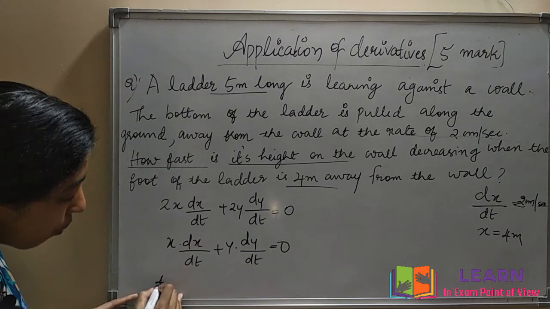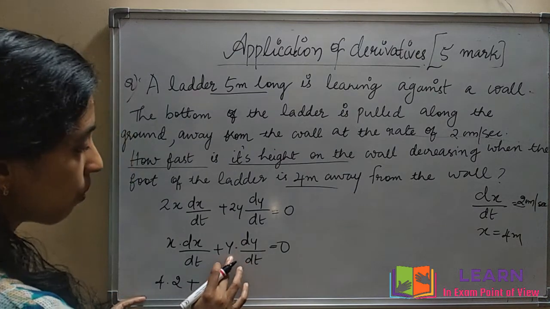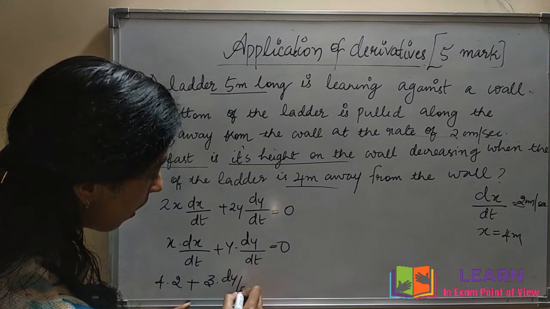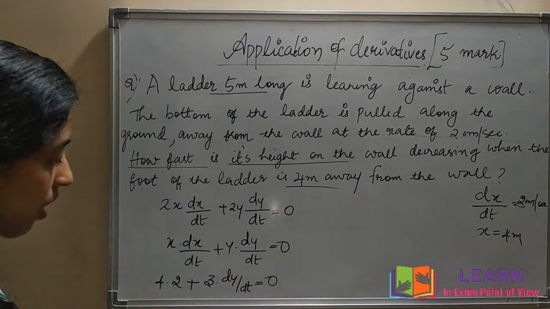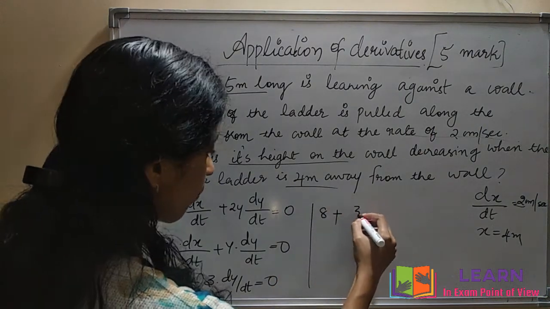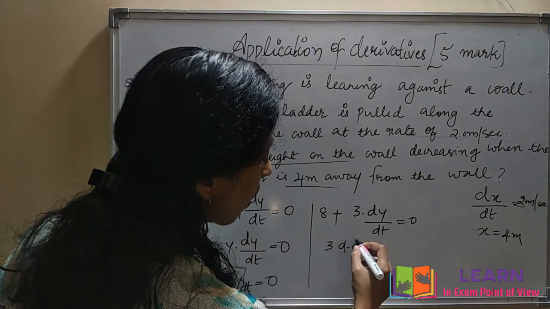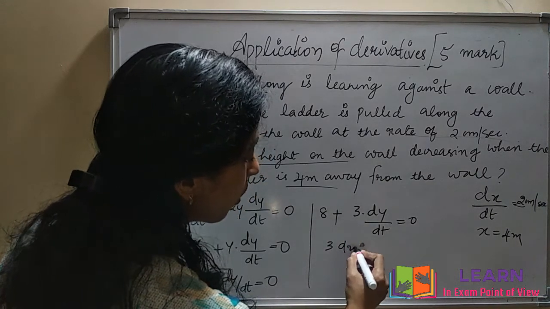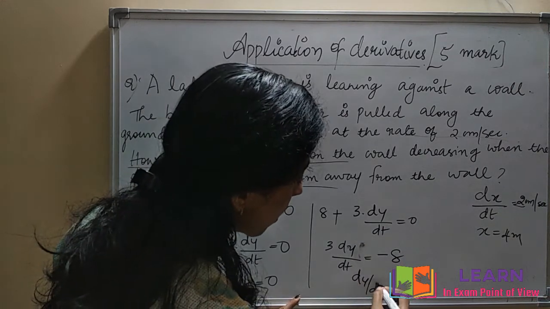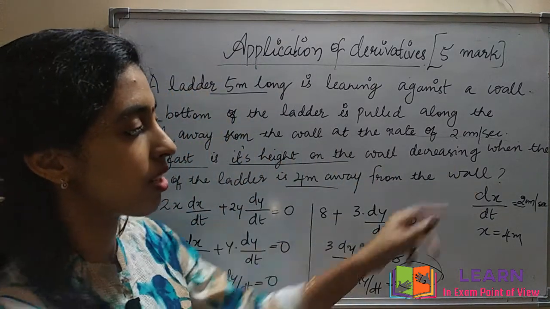So x is 4, dx/dt is 2, plus y, which we got as 3, into dy/dt equal to 0. So this is 8. So 8 plus 3 into dy/dt equal to 0. We need this dy/dt, correct. So 3 into dy/dt equal to minus 8, and dy/dt is minus 8 by 3, which is a negative value, so it is decreasing, correct.